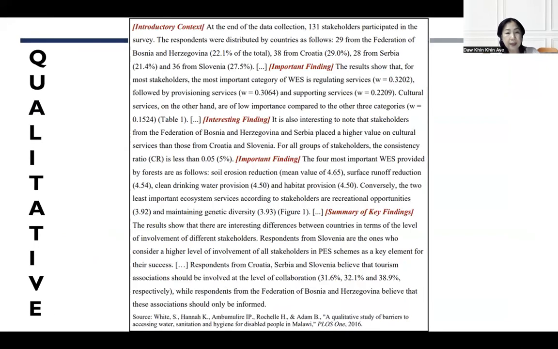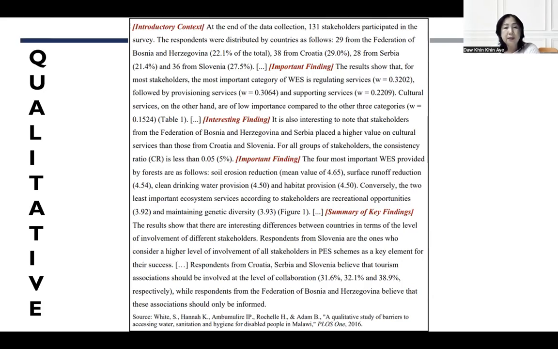Next slide, this is another annotated one. If you look at it here, at the end of the data collection, 131 stakeholders participated in the survey. The respondents were distributed by country as shown. This is the introductory context, right?